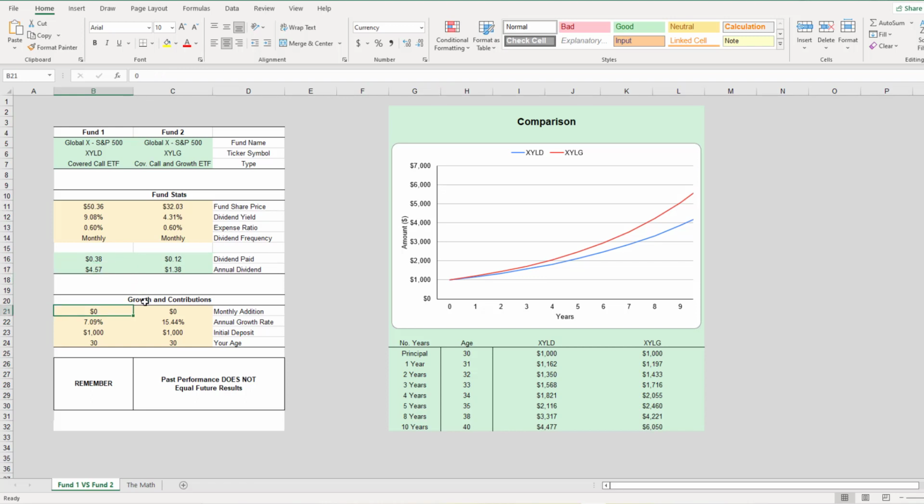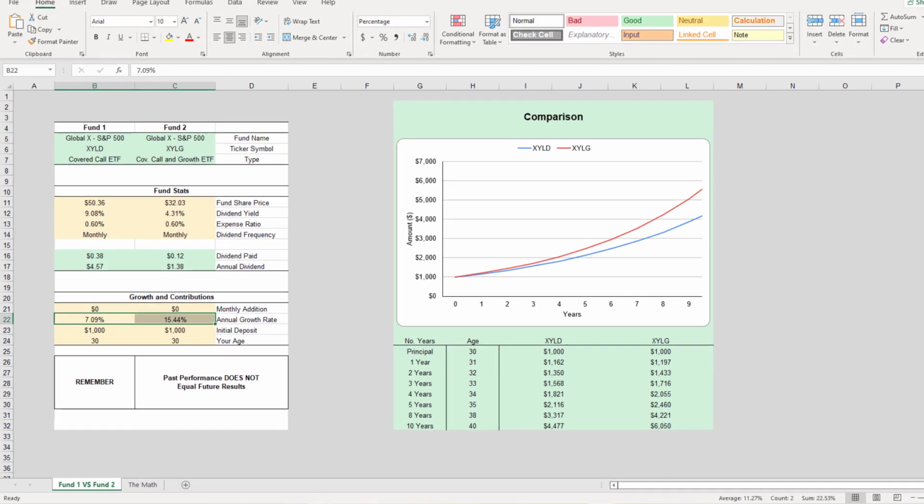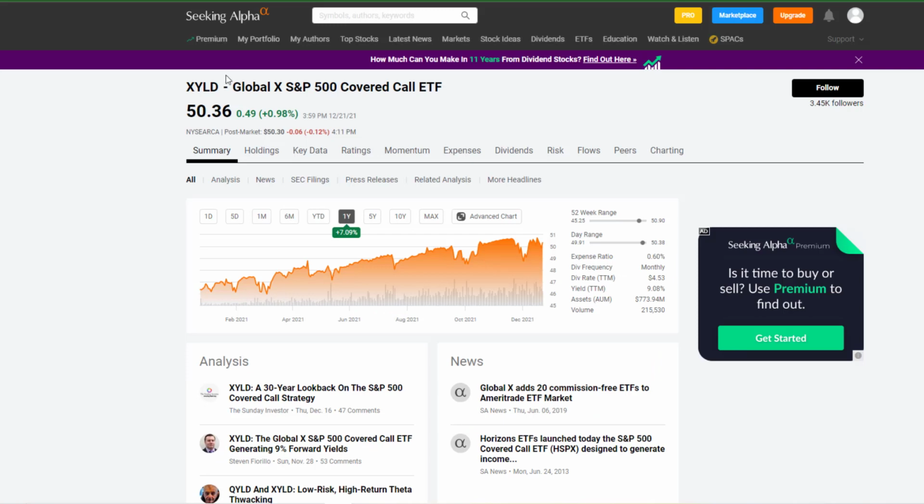And then we also have these growth and contribution numbers that we can play with here. We'll start with a $0 a month addition, and if we go over to the Seeking Alpha data, we can find these numbers right here, their annual growth rate, and this is just in the past year. So XYLD, $50.36 share price at the moment.